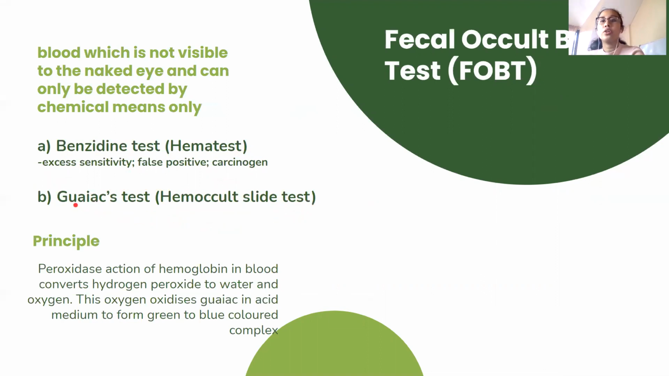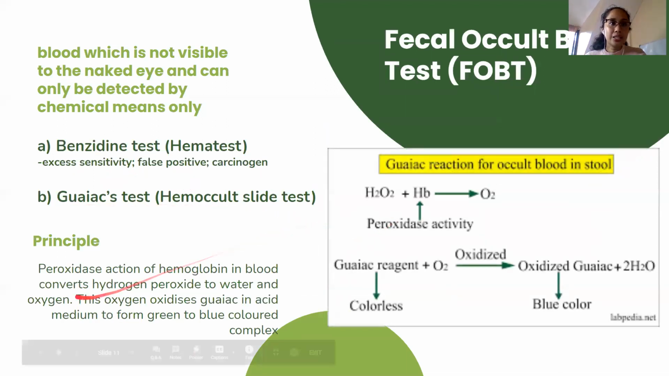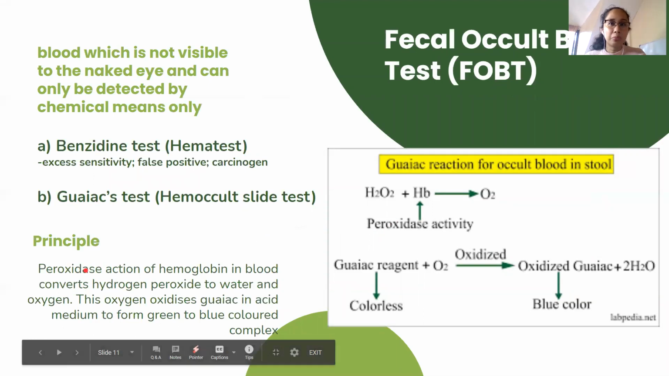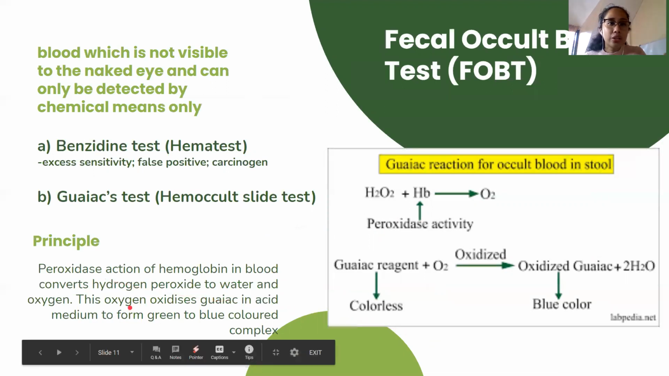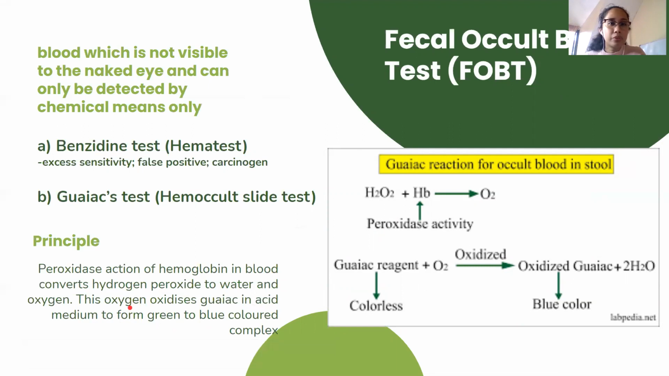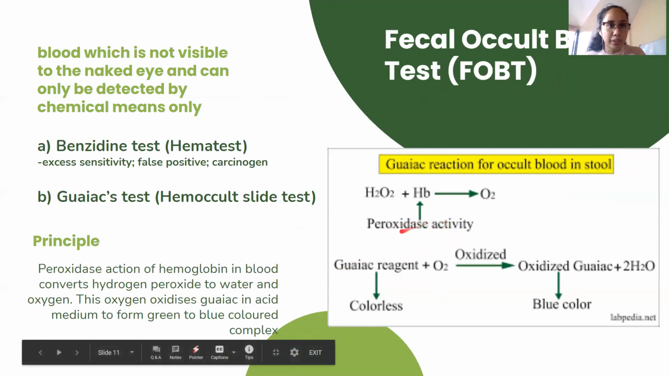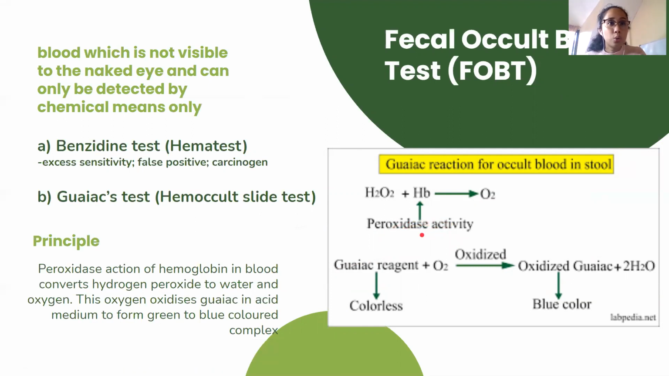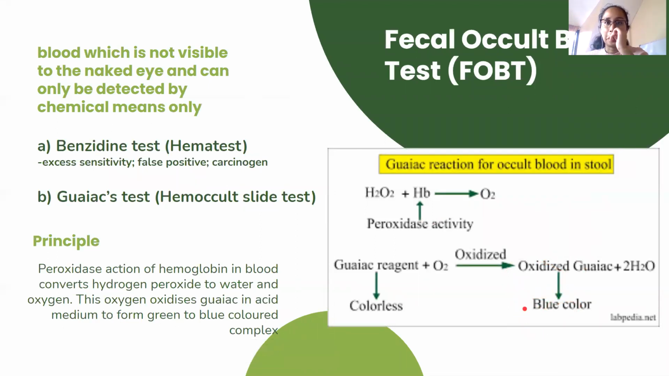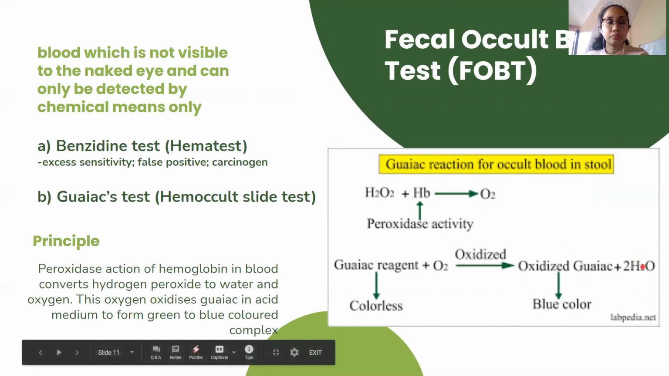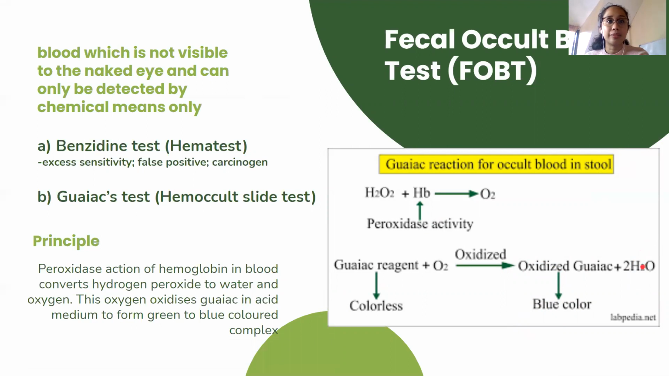The principle of your hemoglobin FOBT, class, is that the peroxidase action of hemoglobin in blood converts hydrogen peroxide to water. This oxygen oxidizes guaiac in acid medium to blue. Okay. Peroxidase activity of hemoglobin in blood converts hydrogen peroxide to water and oxygen. So, why is there no water here? The oxygen oxidizes your guaiac reagent, and once the guaiac is oxidized, it will turn blue. So, here is the water. So, class, your hemoglobin has peroxidase activity.